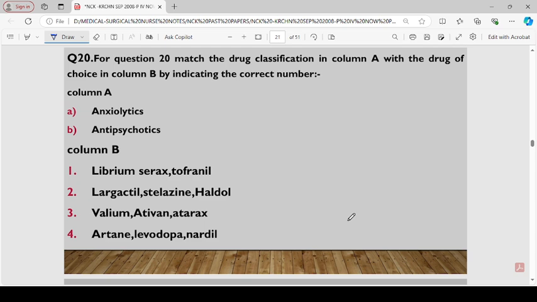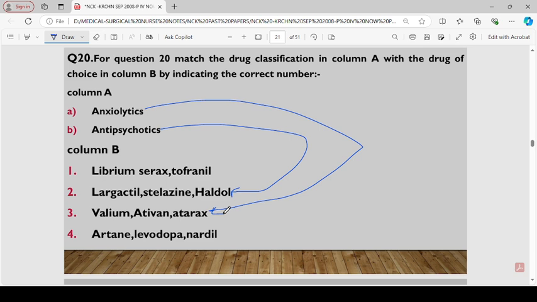For question number 20, you match drug classification in A with the drug choice in B, indicating the correct numbers. We have anxiolytics and antipsychotics. All right, when you look at these drugs, guys, antipsychotics, I think they are the easiest. You can see Haloperidol, Stelazine, and Largactil, right? Anxiolytics now you can have them here. So let's try and rule out these other drugs.